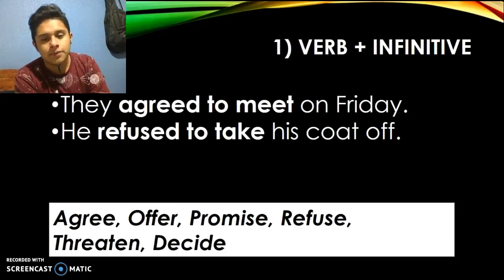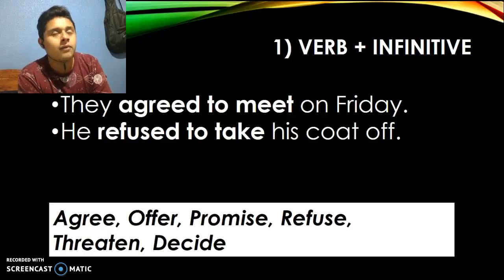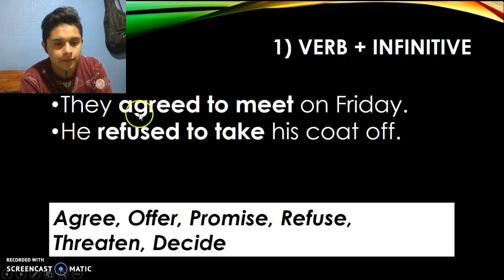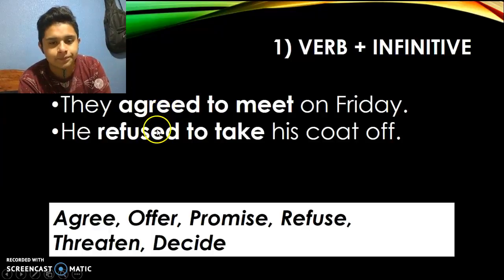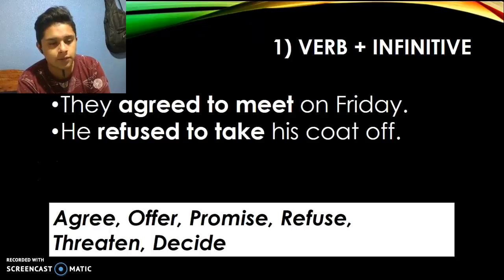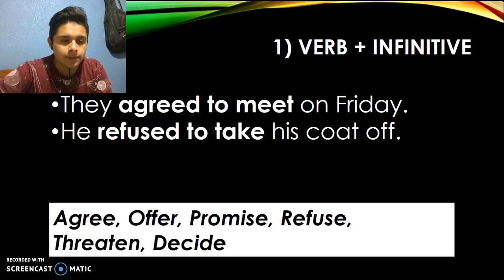The first pattern is verb plus infinitive. We have 2 examples here as well. The first, they agreed to meet on Friday. The second, he refused to take his coat off. As you can notice, we have the verb here and the infinitive. Something that we have to consider is that this verb is usually in past tense. And as I mentioned before, we have some verbs for each pattern, for each structure. So in this one, we have agree, offer, promise, refuse, threaten, and decide.